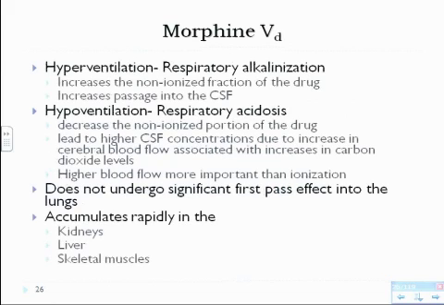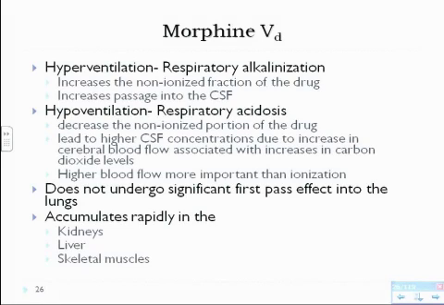Now, one of the things that you can change is the alkalinization of your pH by hyperventilating. If you hyperventilate and cause respiratory alkalosis, you increase the non-ionized fraction of the drug, and as a consequence you increase the passage into the CSF, and you get a much more rapid response. You can actually see that when you give morphine to people who are panicked and freaking out: all of a sudden you get a very rapid effect that you don't expect.